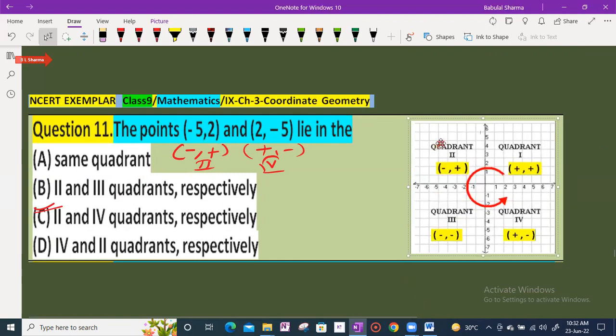X is -5, 2 will lie here. That is the point, I can mark here. यह point यहाँ lie करता है, this point. That is second quadrant. And (2, -5) that will lie here. That is (2, -5) and that is (-5, 2). So they will lie in the second and fourth quadrant respectively. Yes.